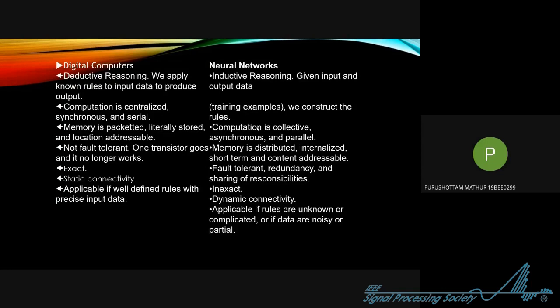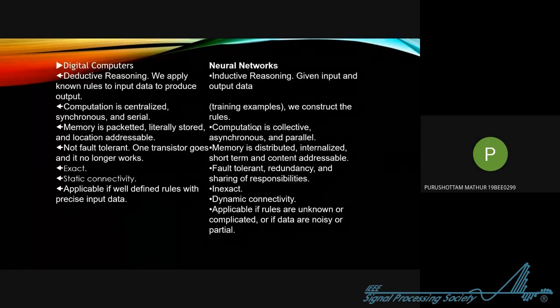But here, in neural networks, the computation is collective, asynchronous, and parallel. That is why it is much more effective. As you can see, this is just centralized, with only one path to go from one point to the other. This data has only one path, but here we have parallel paths. If something happens to a centralized path, the data can't transfer. Here, that is not a problem. The data travels through another path.